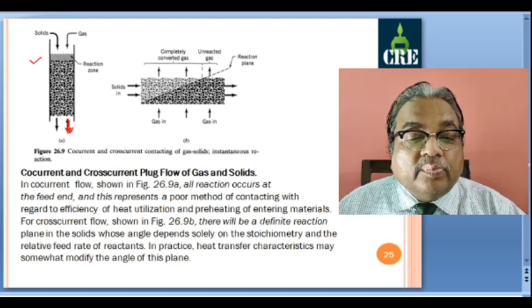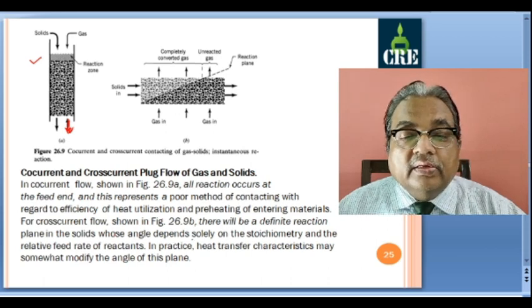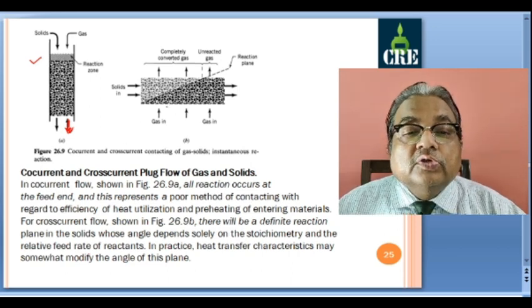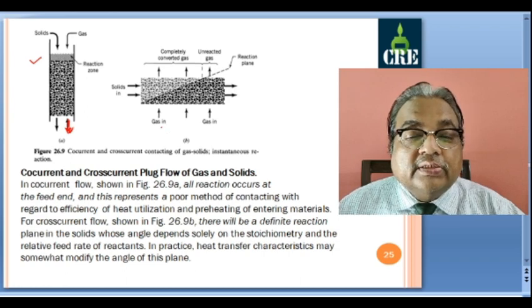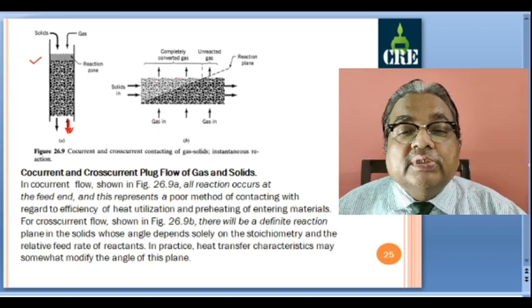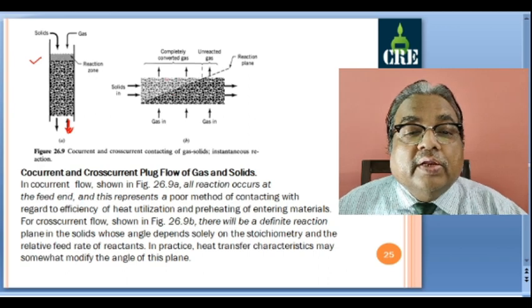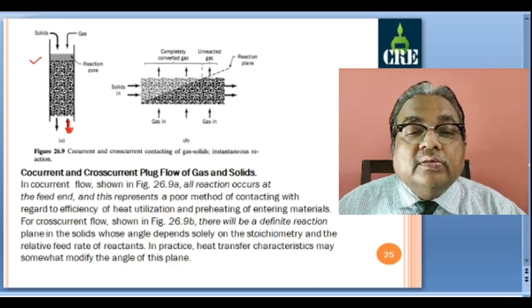There will be a definite reaction plane in the solids whose angle depends solely on the stoichiometry and the relative feed rate of the reactants. So here the heat transfer characteristics or heat utilization will be somewhat better. Here we have this reaction plane where here you have completely converted gas, here you have completely converted solids.